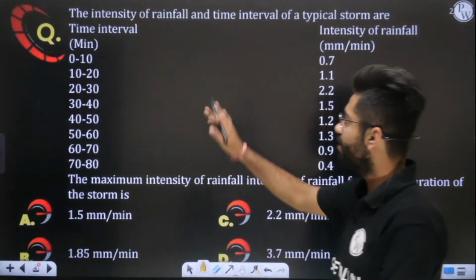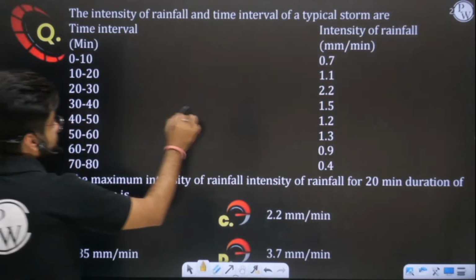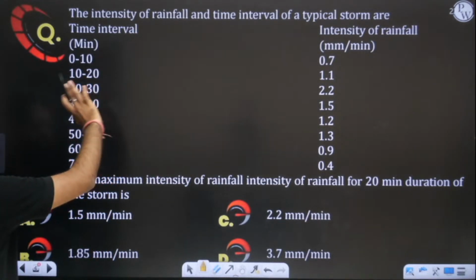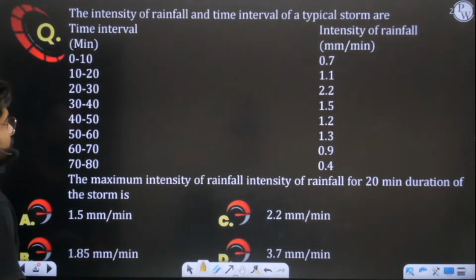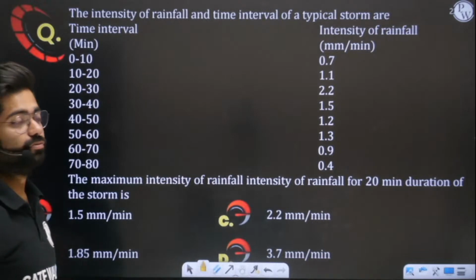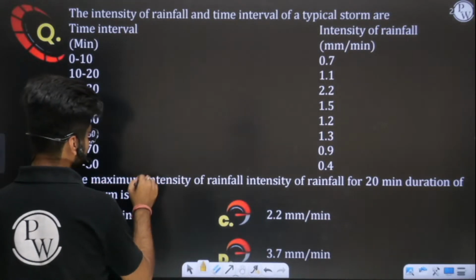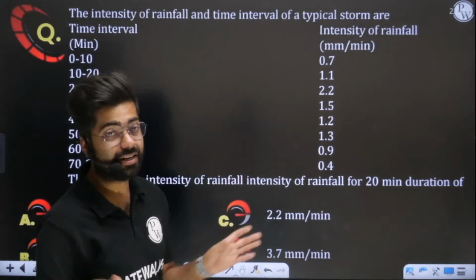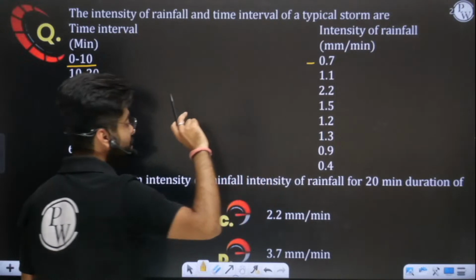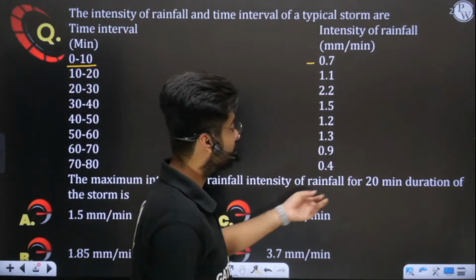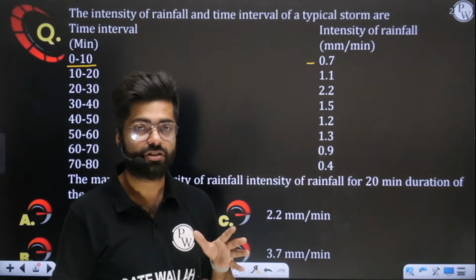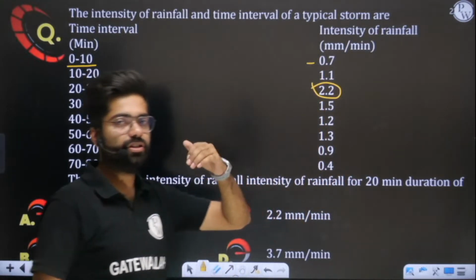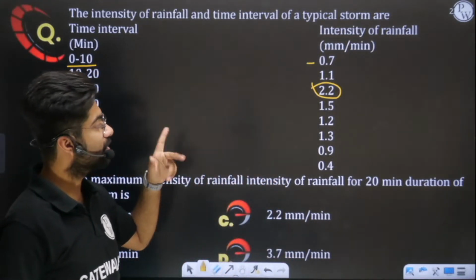In this question, you can see we have the intensity of rainfall and time interval. For 0 to 10 minutes, we have 0.7 mm per minute intensity of rainfall. For the next 10 minutes, intensity is given to us. So for different durations, intensity of rainfall is given. But what this question is saying: find the maximum intensity of rainfall for 20-minute duration. See, 10 minute is given to us; for 10 minutes, we have 0.7. If they would have asked for the maximum intensity of rainfall for 10-minute duration, obviously I can see that 2.2 is the highest. Yes or no? For 10-minute duration, the highest intensity is 2.2. But they have asked for 20 minute.